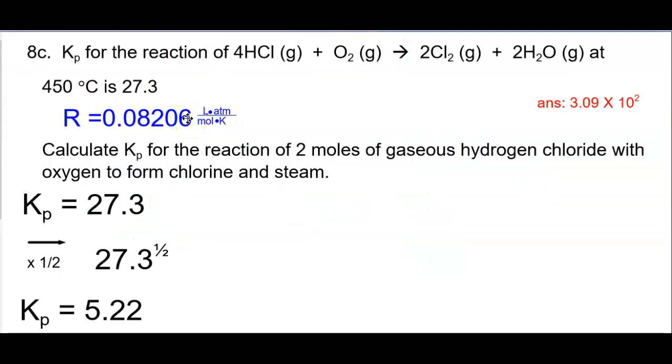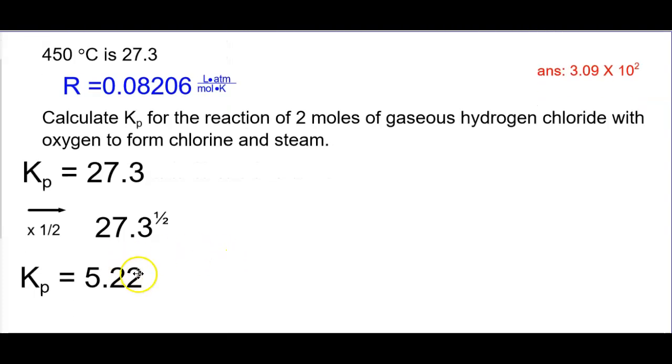All right, example 8. This is an example where it says calculate Kp for the reaction of 2 moles of gaseous hydrogen chloride with the oxygen to form chlorine and steam. So I'm given Kp right here, and it wants me to calculate Kp for this circumstance. What do I need to do to get 2 moles in the reaction, so that means it has to be a reactant, 2 moles of gaseous hydrogen chloride? Well, it is already reacting hydrogen chloride, so to get 2, I'd multiply by 1/2. So I'm keeping it forward, multiplying by 1/2. Remember to apply the rules of K. Because I kept it forward, I didn't put it underneath 1. I kept it like it is, but I did raise it to the 1/2 power. That's where I got 5.22.